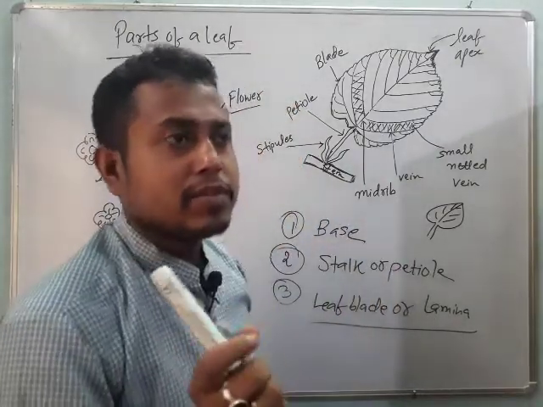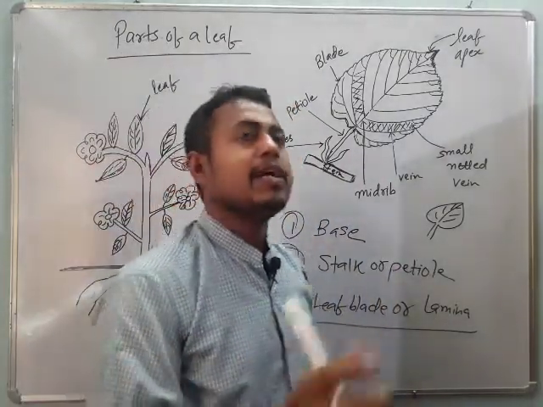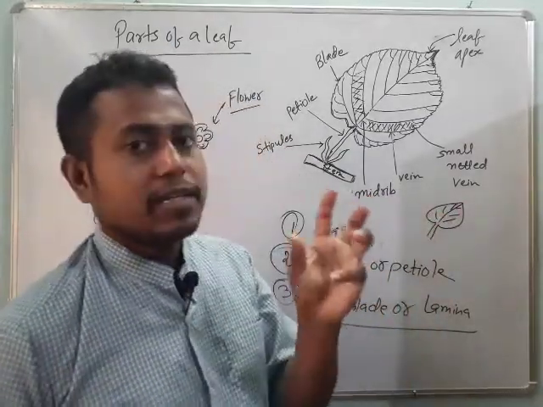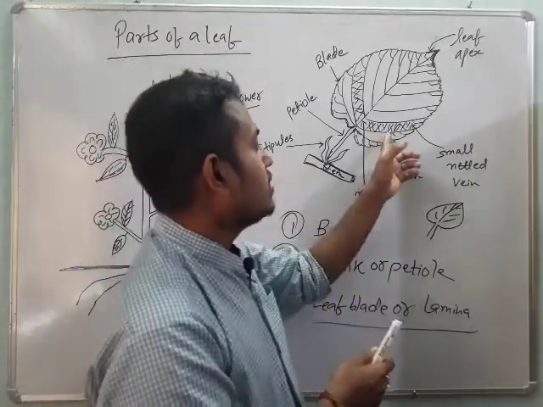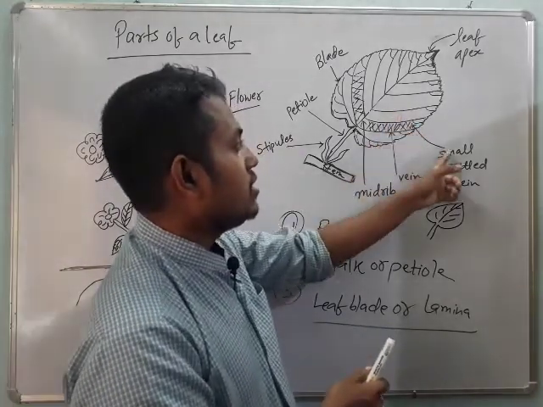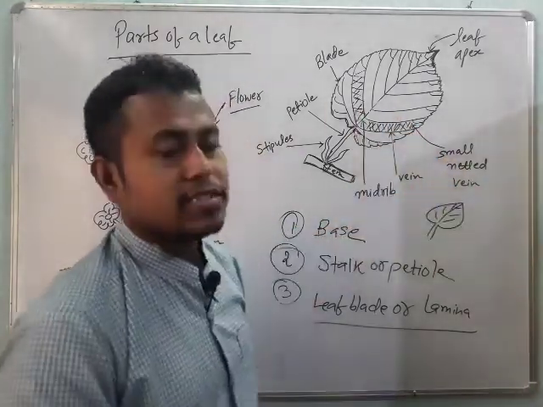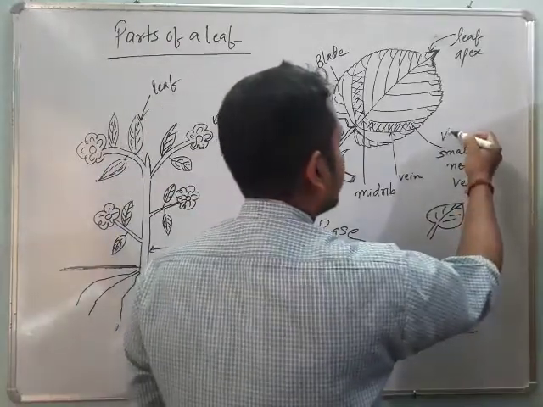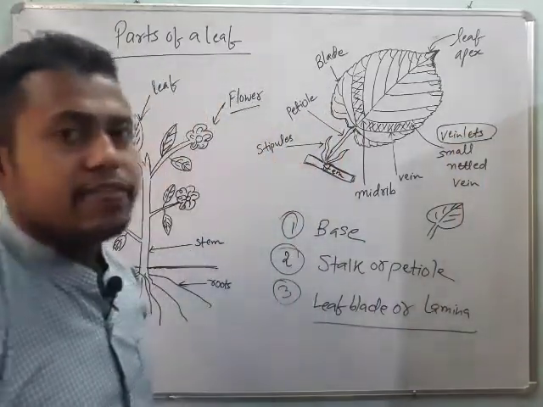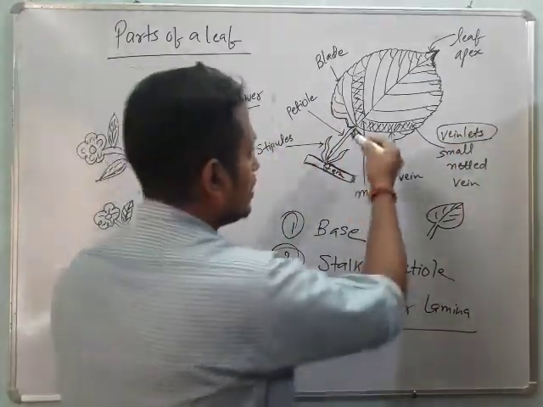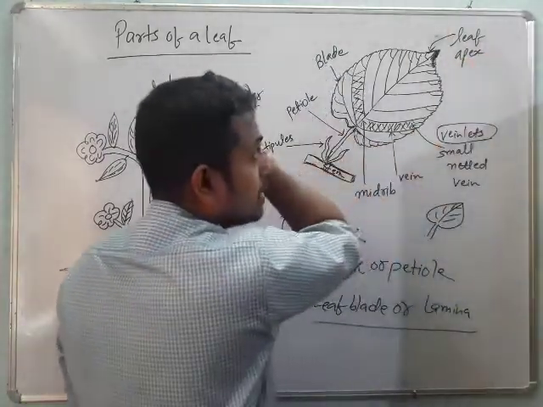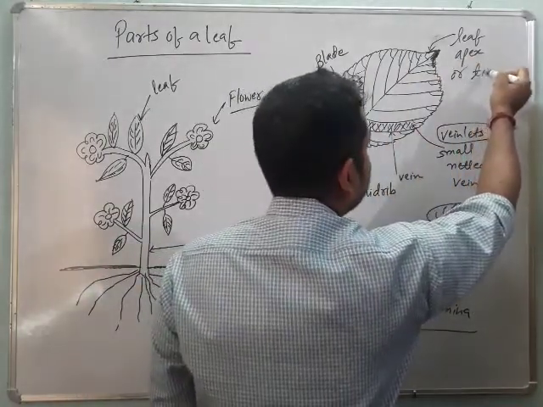You take mango leaves, neem leaves, banyan leaves, right, you take it and you see with your naked eyes, you'll find between the veins there is small lining. That lining is called small netted veins, or you can say veinlets. Now in every leaf we have a tail part. That tail part we call leaf apex, or in other words you can say tip.